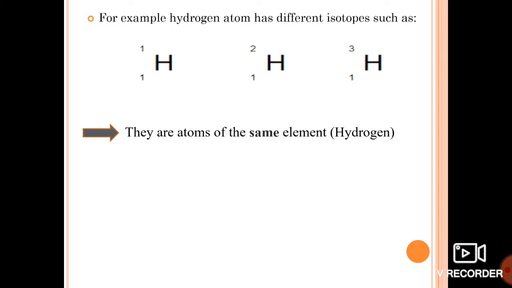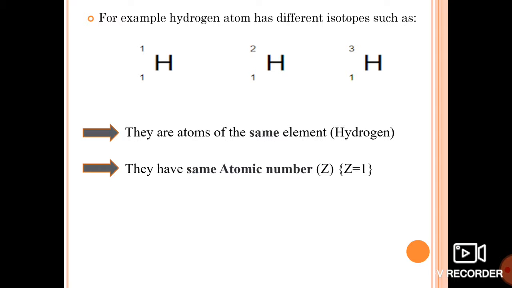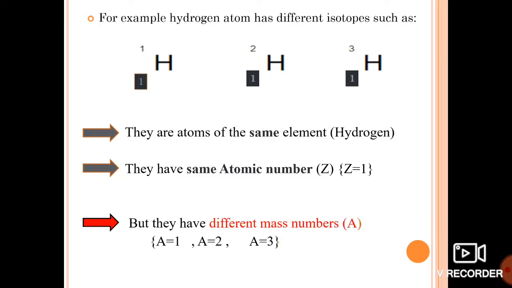Okay, what is common between these atoms? First, they are atoms of the same element, which is hydrogen. Also, they have the same atomic number Z. All these atoms have Z equals 1. But they have different mass numbers. The first hydrogen atom has a mass number equal to 1, the second hydrogen 2, while the third hydrogen has a mass number equal to 3.